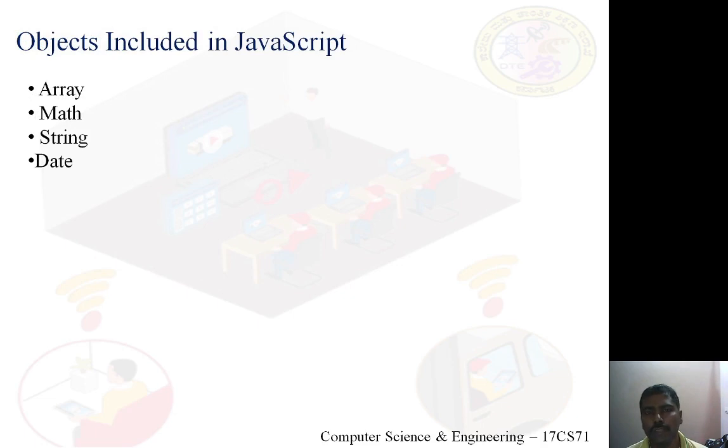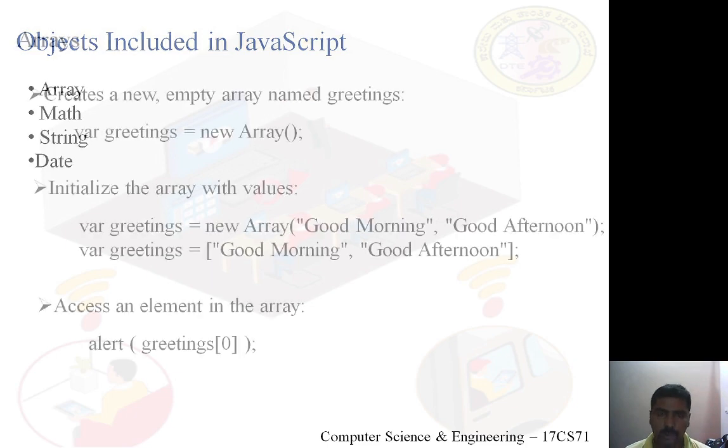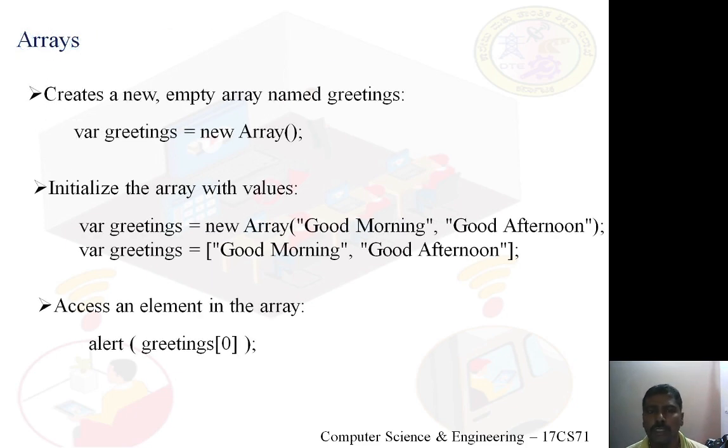Now we'll have a look at some predefined objects included in JavaScript. First of all, it is an array. The second is math. The third is string, and the last is date. So what is an array? Array is a class. Using this class we can create a new empty array named anything. In this example I am creating a new array object, and the reference to it I am assigning to the variable greetings.